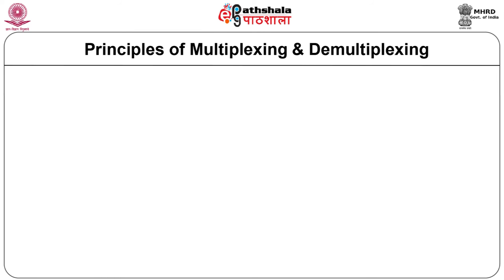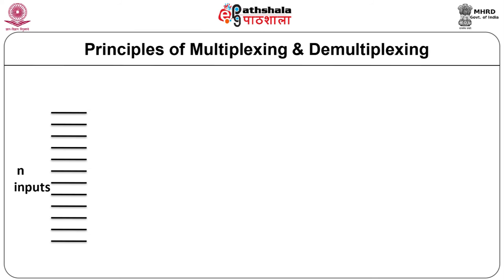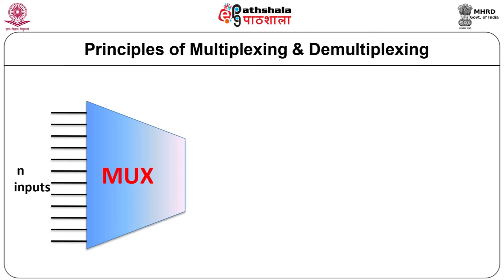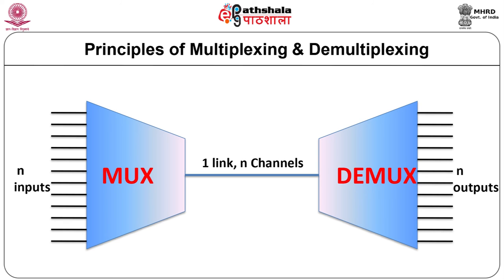Let us now begin with principles of multiplexing and demultiplexing. Let us consider a system with n inputs. Multiplexing means sharing. It means many to one. A multiplexer is a device that allows digital information from several inputs to be routed onto a single line for transmission. The multiplex data is transmitted over a single line to a common destination.